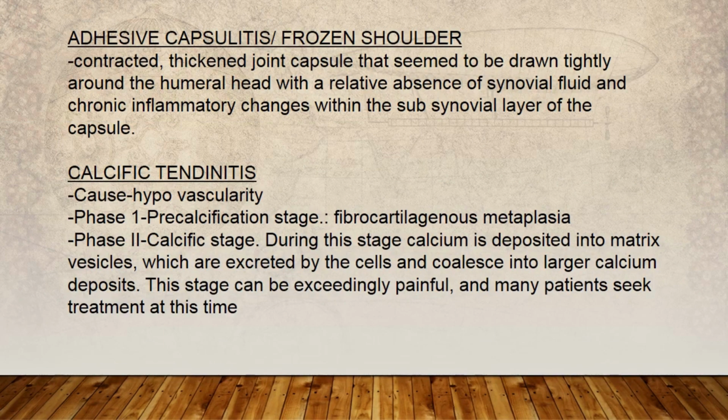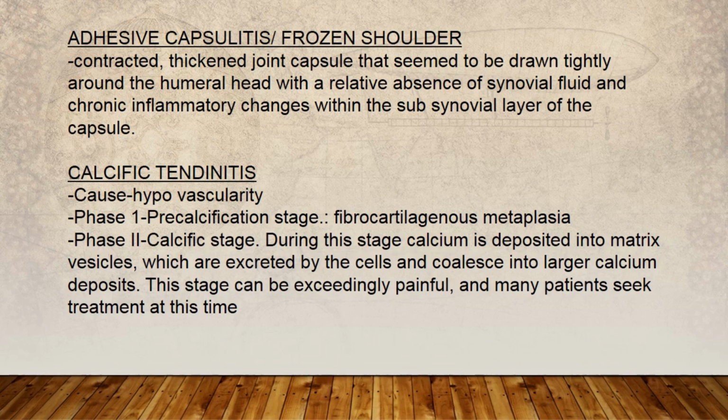Next is adhesive capsulitis or frozen shoulder. It is because of a contracted, thickened joint capsule that seems to be drawn tightly around the humeral head, with a relative absence of synovial fluid and chronic inflammatory changes within the subsynovial layer of the capsule.